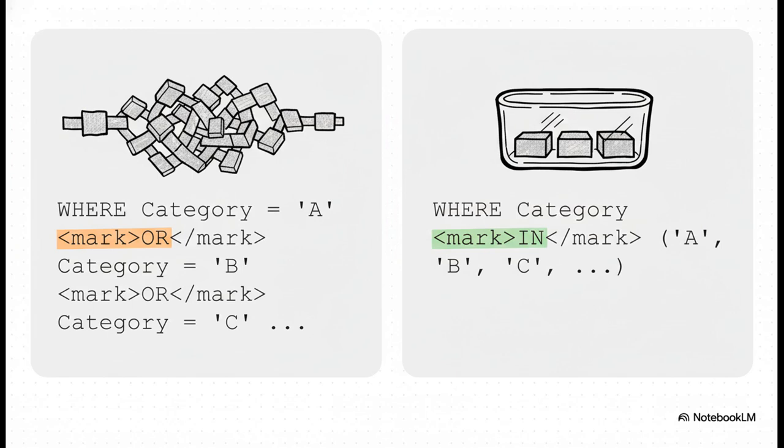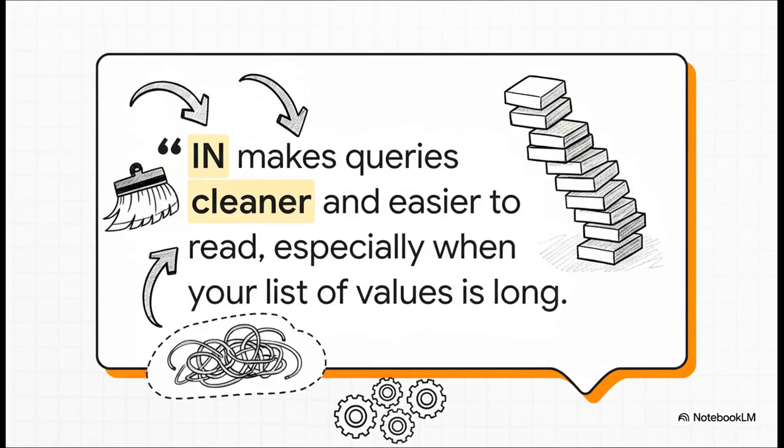On the left, you've got the OR version, and you can see how it just gets longer and more cluttered with every single item you add. But on the right, the IN version stays perfectly clean. The list is neatly contained, and you can tell exactly what the query is trying to do at a single glance.